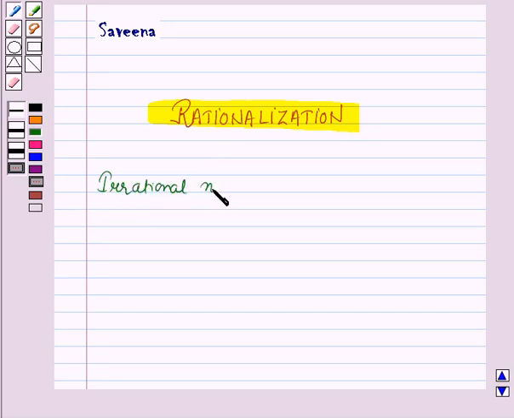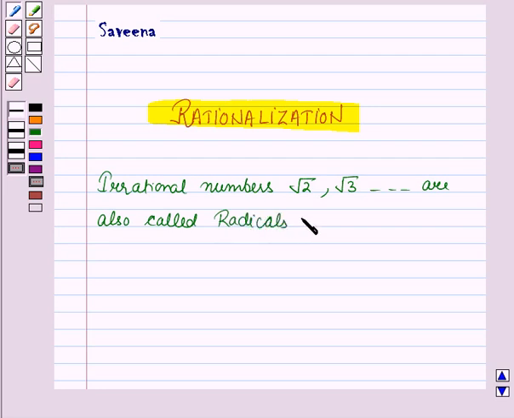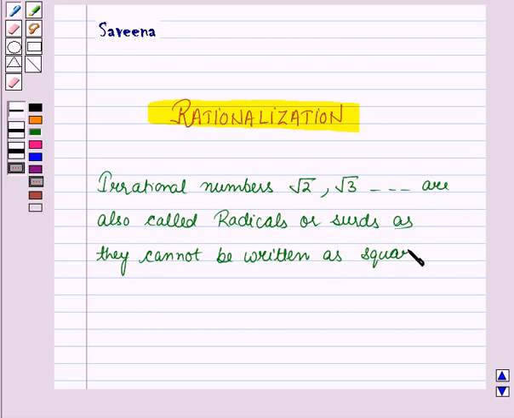Irrational numbers root 2, root 3 and so on are also called radicals or surds, as they cannot be written as squares of any rational number.